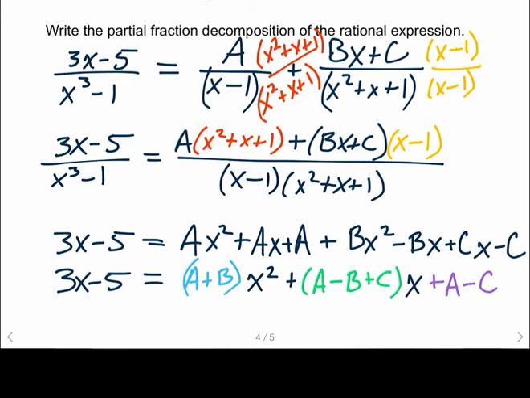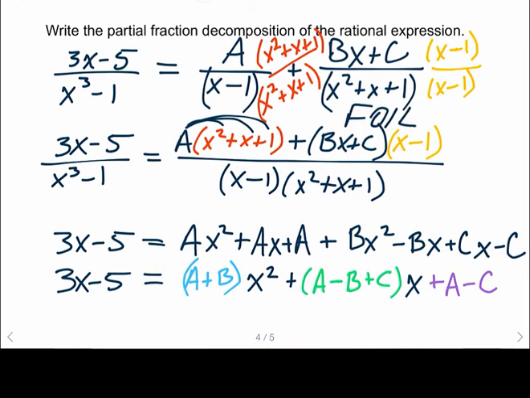Okay, so for the first fraction, a over x minus 1, we multiplied by x squared plus x plus 1 in the numerator and denominator. For the second fraction, bx plus c, we multiplied by x minus 1 in the numerator and denominator. For the first one, we ended up distributing the a. For the second one, we had to FOIL.